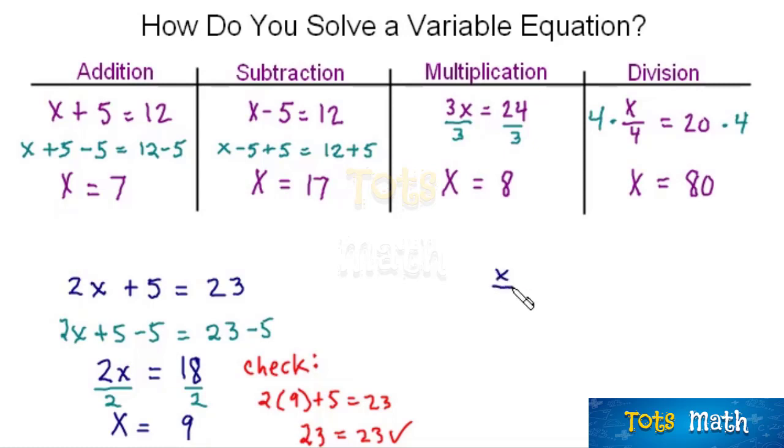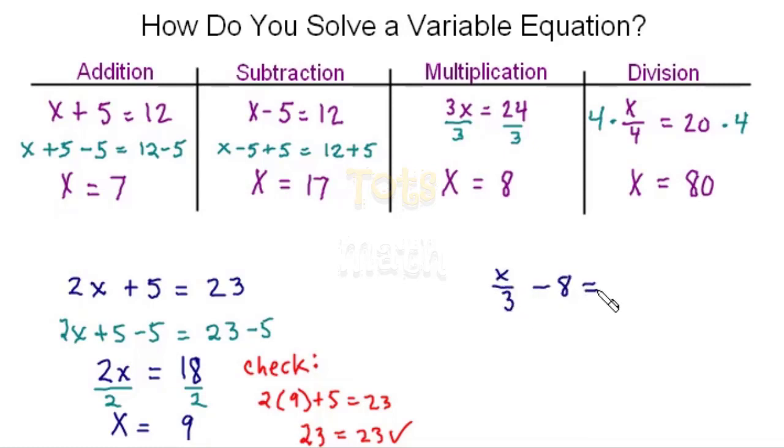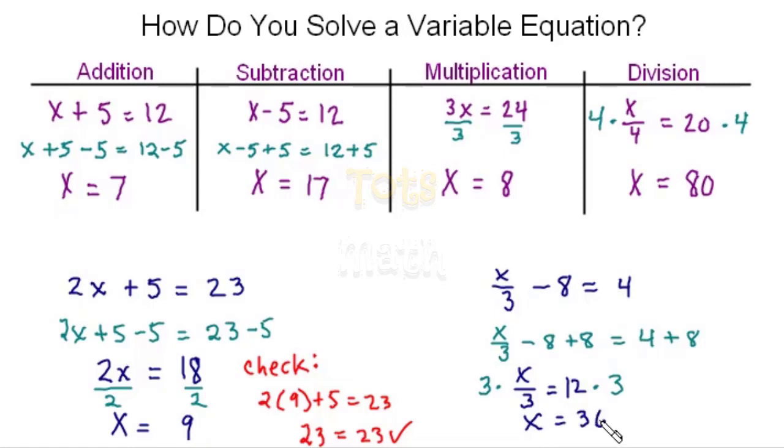Let's try another one. Let's do x divided by 3 minus 8 equals 4. Our first step will be to add 8 to each side of the equation. So that'll give us x over 3 minus 8 plus 8 equals 4 plus 8. Well, minus 8 plus 8 is equal to 0. So the equation becomes x over 3 equals 12. Now, to solve a division problem, we multiply each side by the denominator. So in our case, that would be the number 3. And that gives us x equals 36.